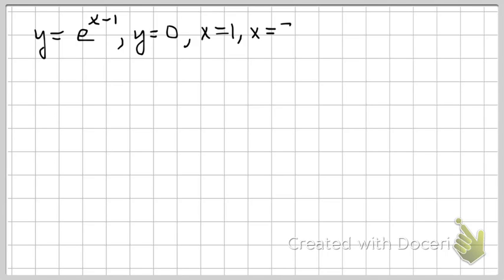What if I gave you y equals e to the x minus 1, y equals 0, x equals 1, and x equals 3. And we revolve this about the x-axis. All right.